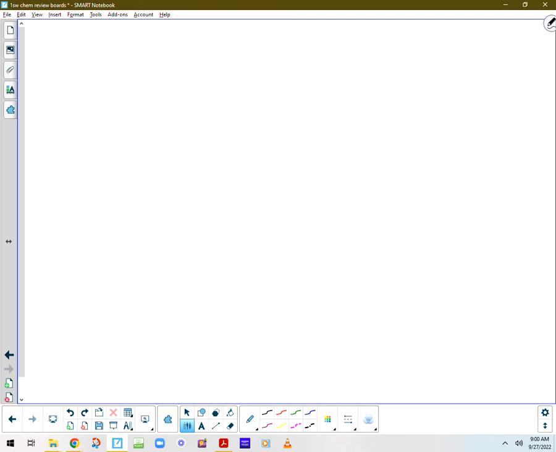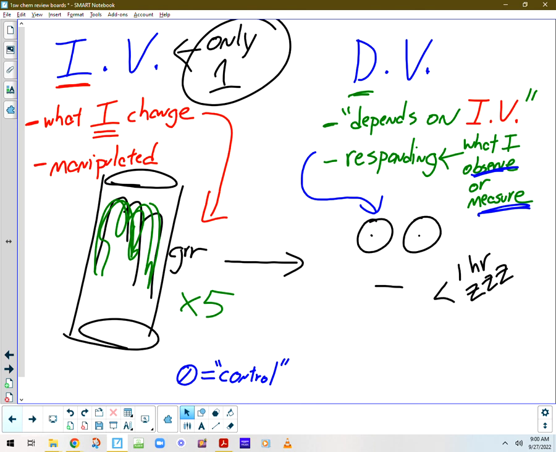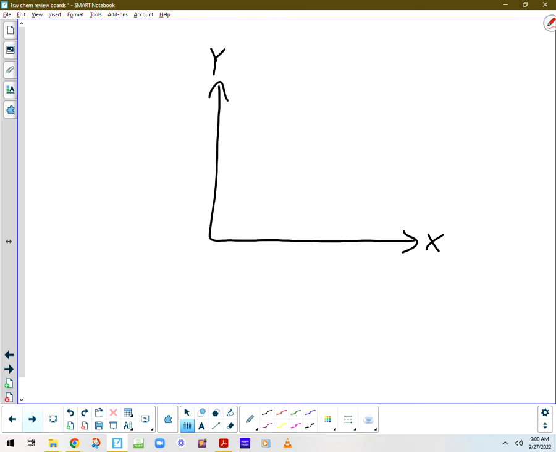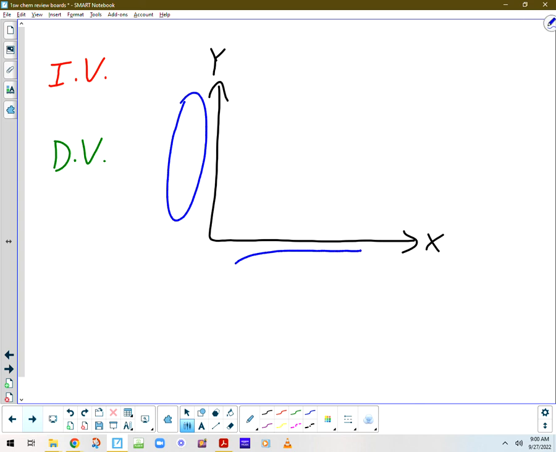Now, as far as how you graph these, typically you're going to take your data and graph them on a nice X, Y graph. You're going to put your data points up there. Knowing which one goes where always tends to throw people off. So my independent variable, which one of them goes on my y-axis and which one of them goes on my x-axis.